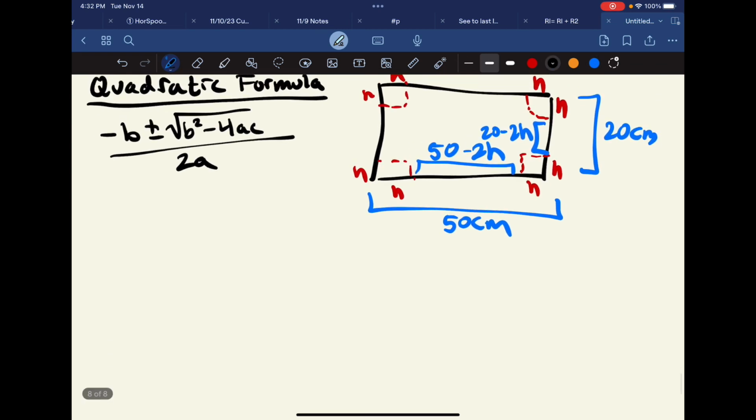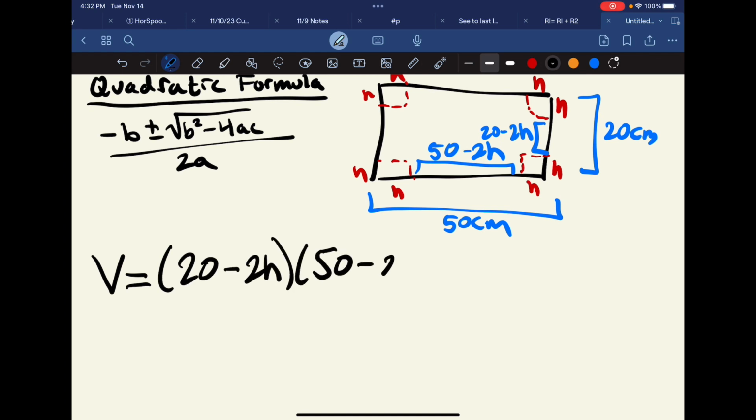So now our formula for volume is going to be 20 minus 2h times 50 minus 2h times h, right? That's an adaptation of length times width times height. So that's how we're going to get our formula for that. So then we need to multiply this out and simplify it.